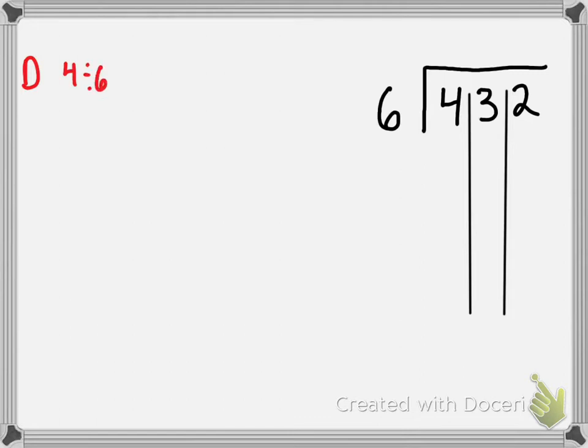In other words, 6 times what equals 4 or smaller? So I know that the smallest I can go is 1, and 6 times 1 is 6, which is too big, so it has to be a 0. So 6 times 0, because step 2 is multiply, 6 times 0 is going to equal 0. Step 3 is to subtract. So 4 minus 0 equals 4.